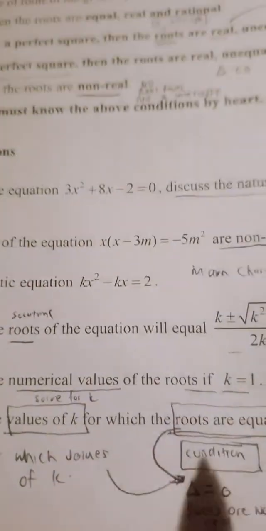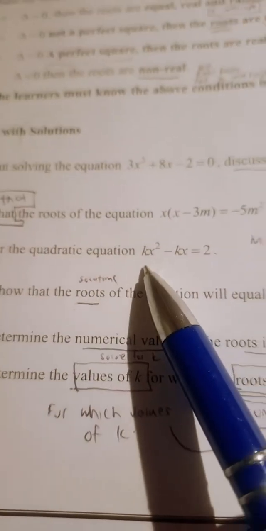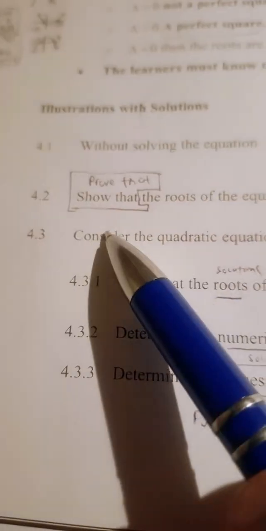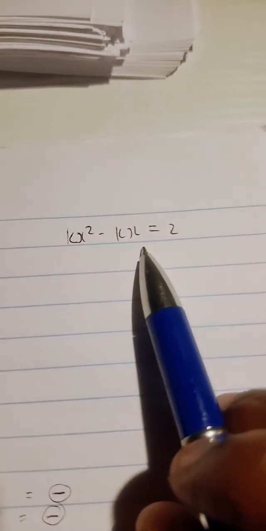So first thing, they say determine the values of k for which the roots are equal. Okay, now I am going to show you something, but before I show you that, let's just take it from the top, from the original equation. Consider the quadratic equation, and I'm going to show you other things as well: kx squared minus kx is equal to 8. Do you see that, guys? We seeing that well? Are we good?